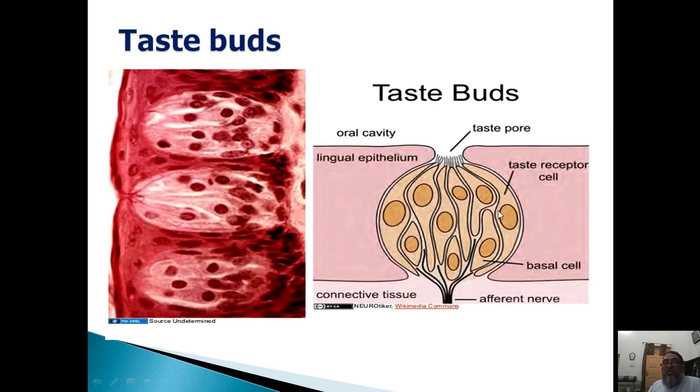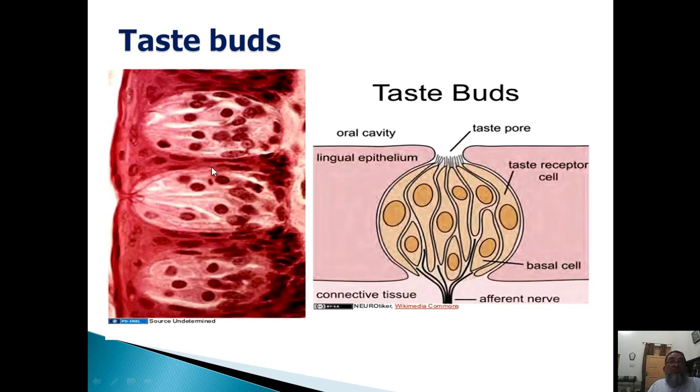So these are the receptor cells, taste receptor cells. These taste receptor cells have apical microvilli, and when stimulated they produce afferent nerve impulses, gustatory afferents toward the higher center. The taste bud also has basal cells as well as supporting cells. The basal cell has the potency, it is also called a stem cell, to regenerate the receptor cell as well.